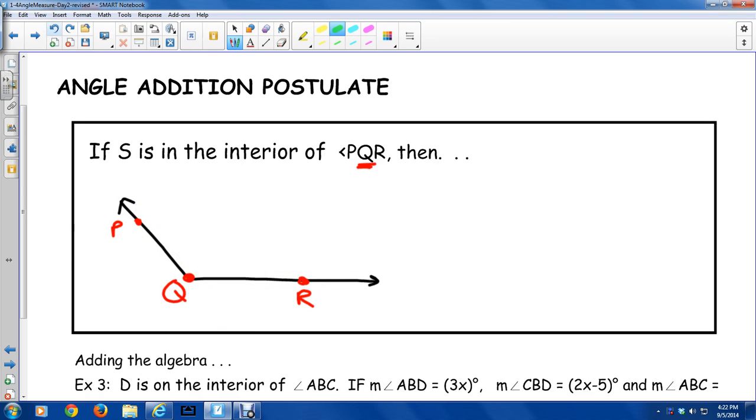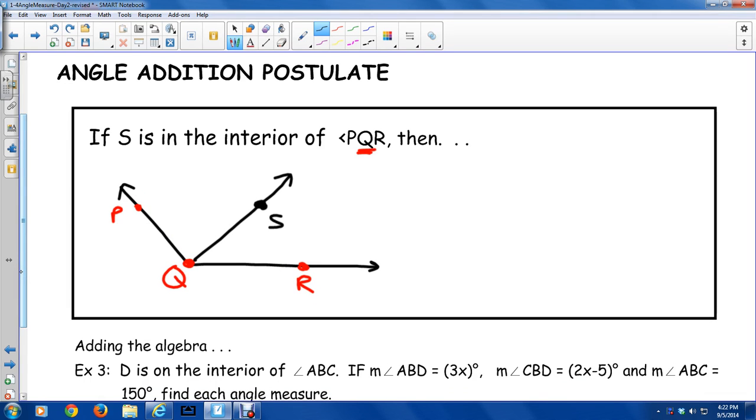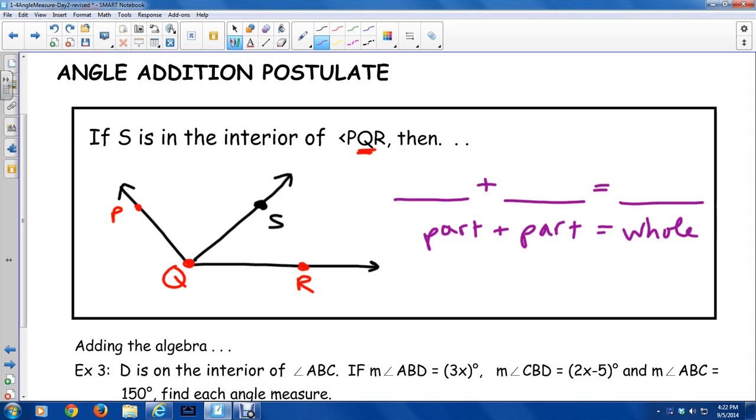So here's going to be my point S right here. And I'm going to go ahead and draw a ray through that. Okay, there's your picture. We're going to draw a lot of those pictures as we work through a couple problems here. The angle addition postulate says that we can have our same equation that we've been using. Part plus part equals whole can be true with angles as well as segments.